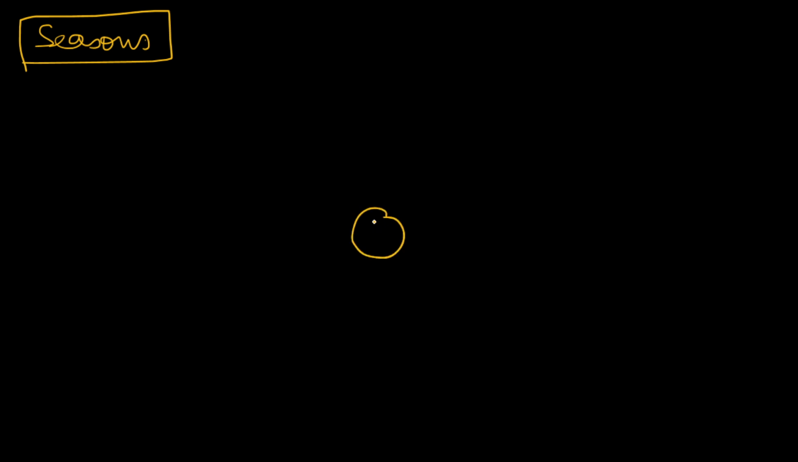Now you will see a brief on seasons. This concept is important because in the last 2-3 years, every year a question has been asked from this concept. So let this be the sun here, and let this be the earth. First of all, we will see the condition on June 21st.